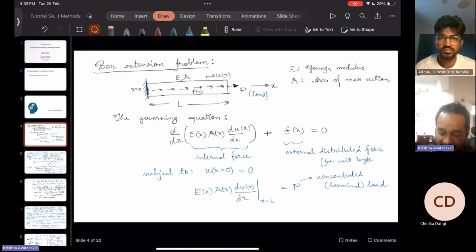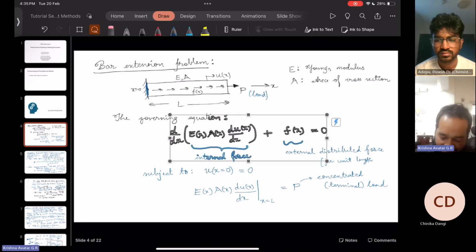And E is the Young's modulus, A is the area of cross section, and the governing equation is d by dx of E(x) A(x) du by dx, plus f(x). The one thing with, say, Phoenix is we won't have to... when we write our own code for a general case, it becomes a complex process. It's no longer just assembling. We actually have to compute properties and then construct the matrices.